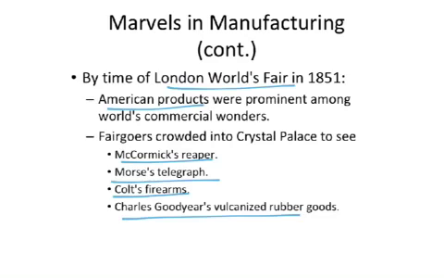By the time of London's World Fair in 1851, American products were prominent among the world's financial and commercial wonders. Fairgoers crowded into the Crystal Palace to see inventions such as McCormick's Reaper, the Morse telegraph, Colt's firearm, and Charles Goodyear's vulcanized rubber goods.